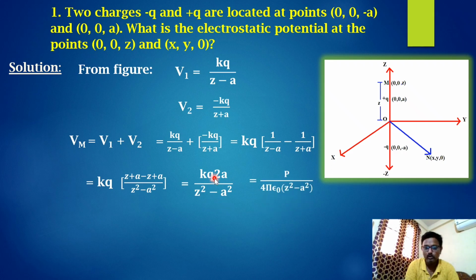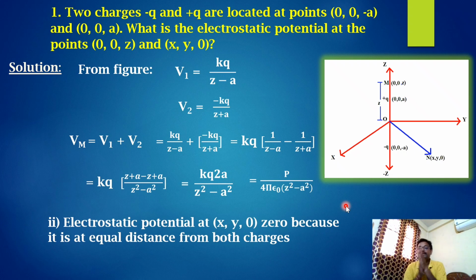Here Q into 2A means the electric dipole moment, that is P, and K means 1 by 4 pi epsilon naught. So we got the electric potential at M due to these two charges, that is at 0, 0, z along the positive z axis. Due to these two charges we got the electrostatic potential P by 4 pi epsilon naught into Z square minus A square.